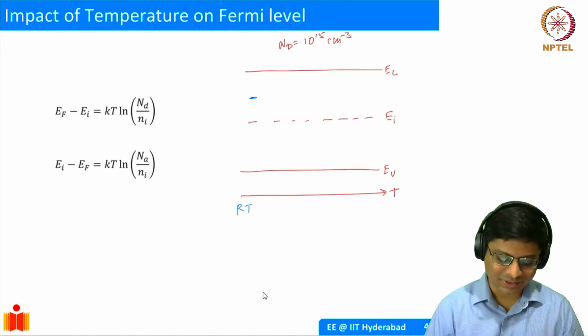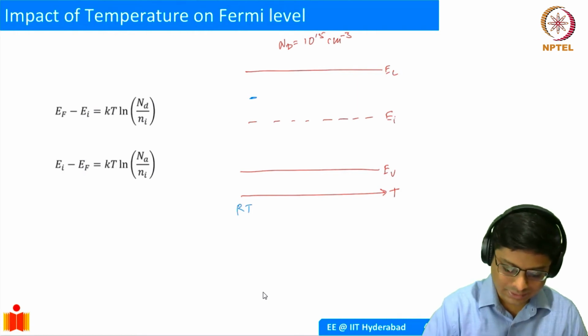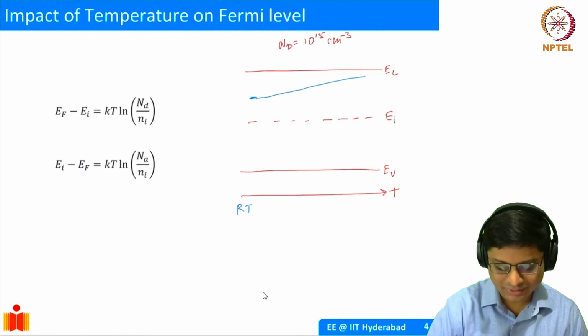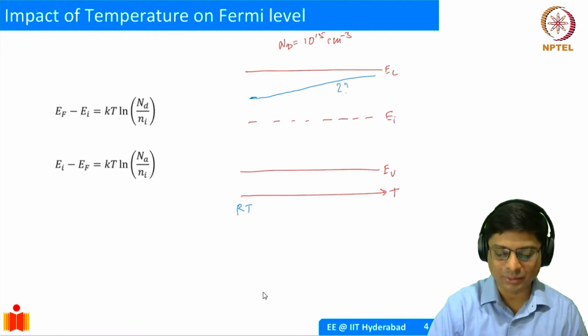Okay, that's a question that you should ask. Okay, so will it go like this? This is EF minus EI, right? As temperature increases, does this happen? Okay, it's a question. Please think about it carefully.